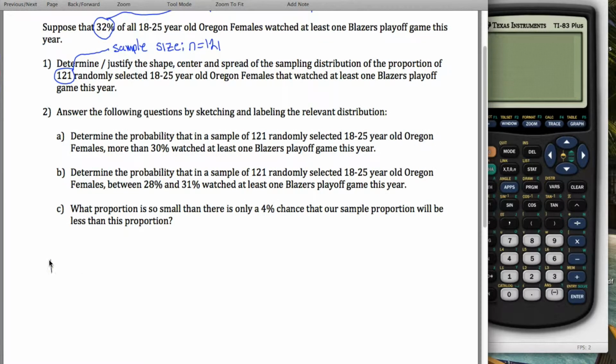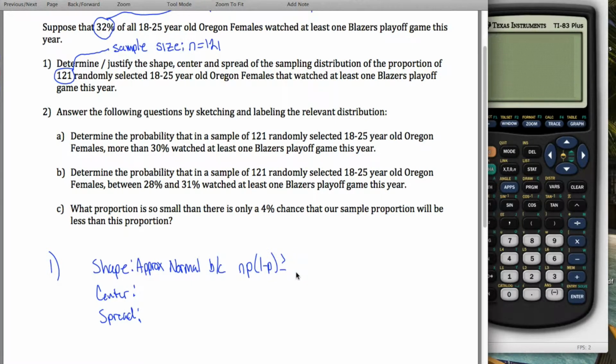So for our distribution, we want to state the shape, the center, and the spread. That's not how you spell spread. The shape of this distribution, you can kind of cheat. In this class, we really only study a distribution that's approximately normal. So it's probably going to end up being the answer. I mean, it is. But why? The reason why is we have this criteria that says that anytime n times p times 1 minus p is greater than or equal to 10.